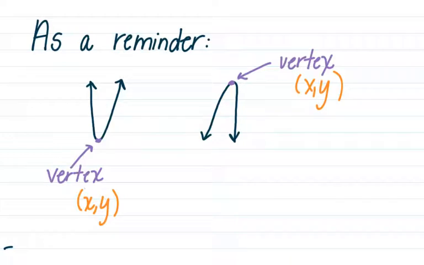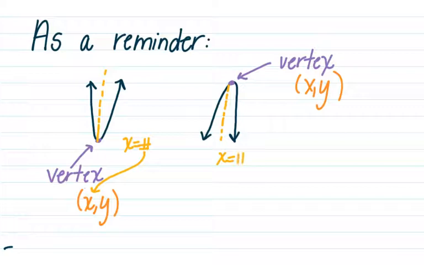And there is a line that cuts the parabola into two equal parts. And that line is called the axis of symmetry. And the equation for that line is x is equal to some number. And that number corresponds to the x-coordinate in the vertex. So whether the parabola is pointing up or it's pointing down, it has this special line of symmetry that I often just refer to as the AOS. And again, it's x is equal to whatever number is the x-coordinate in your vertex.